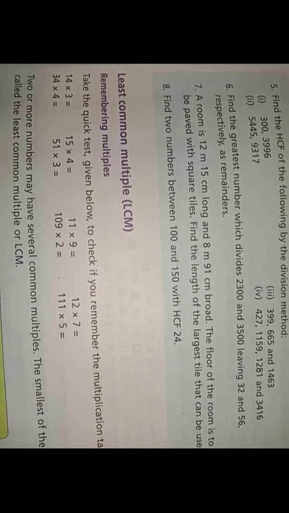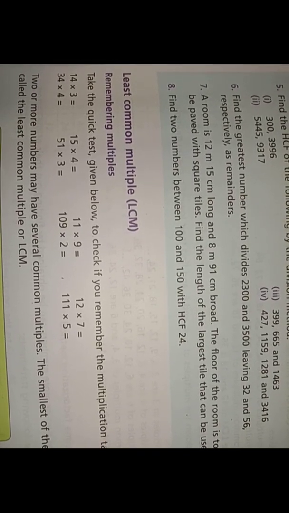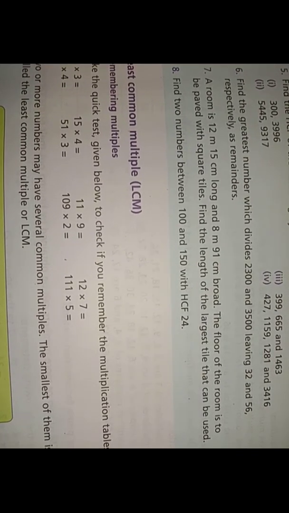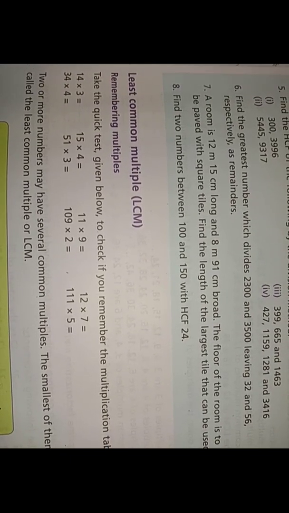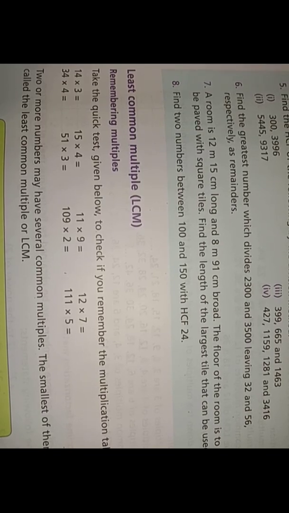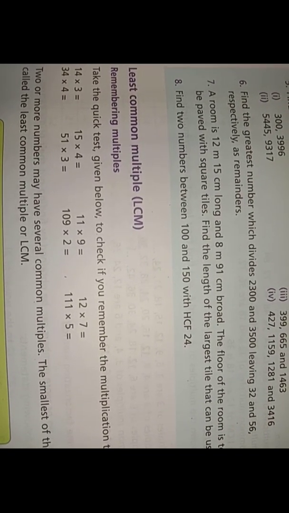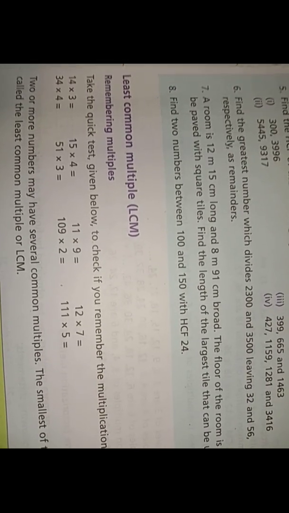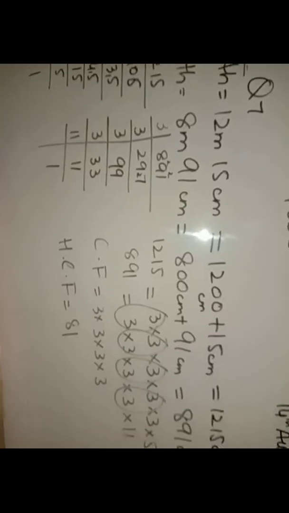Question number 7, we have a room that is 12 meter 15 centimeter long and 8 meter 91 centimeter broad. The floor of the room is to be paved with square tiles. Find the length of the largest tile that can be used. So first of all, we have to change the unit of length, means we have to change the length and breadth into centimeters. For this purpose, as we know that 1 meter is equal to 100 centimeters, so we change meters into centimeters. Understand? Let's have a look.